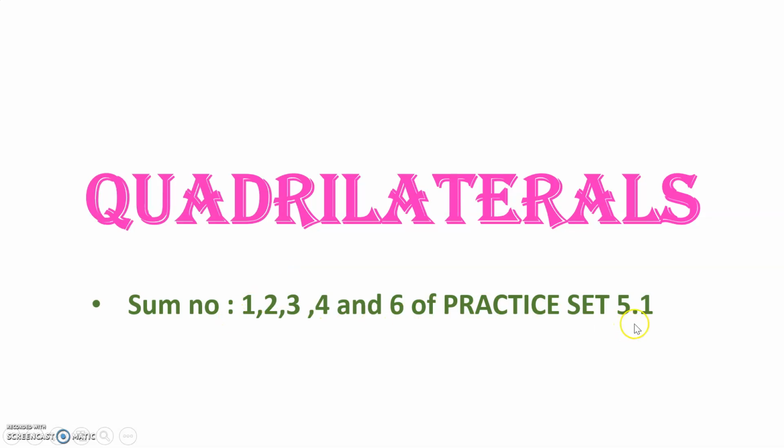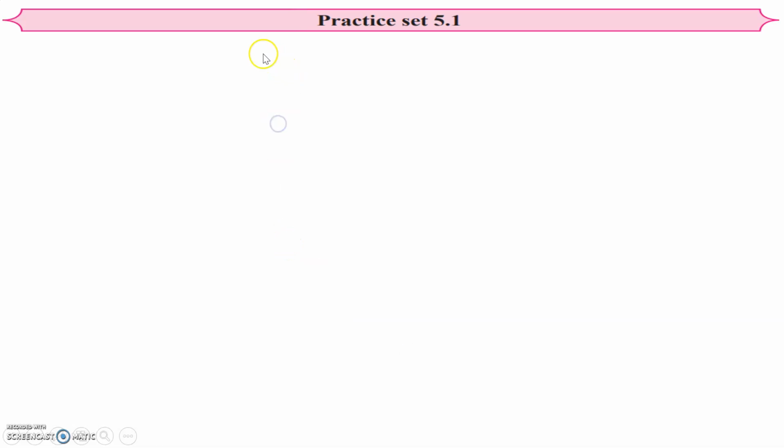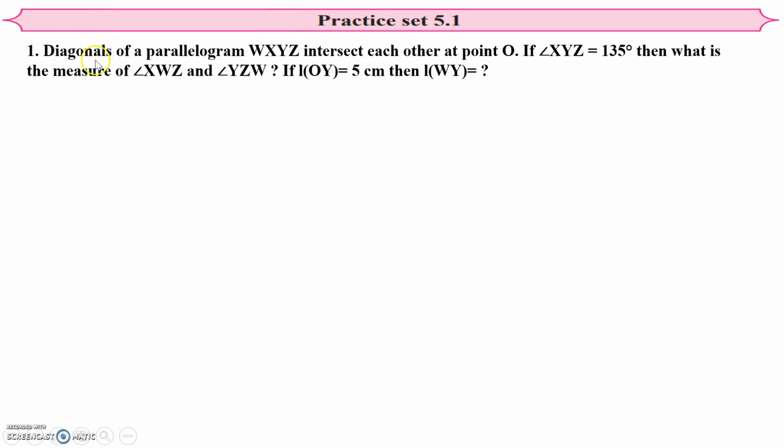Hello students, in the video on quadrilaterals, we will be doing practice set 5.1, sums number 1, 2, 3, 4 and 6. So let us start with the first question of practice set 5.1, which says diagonals of parallelogram WXYZ intersect each other at point O.